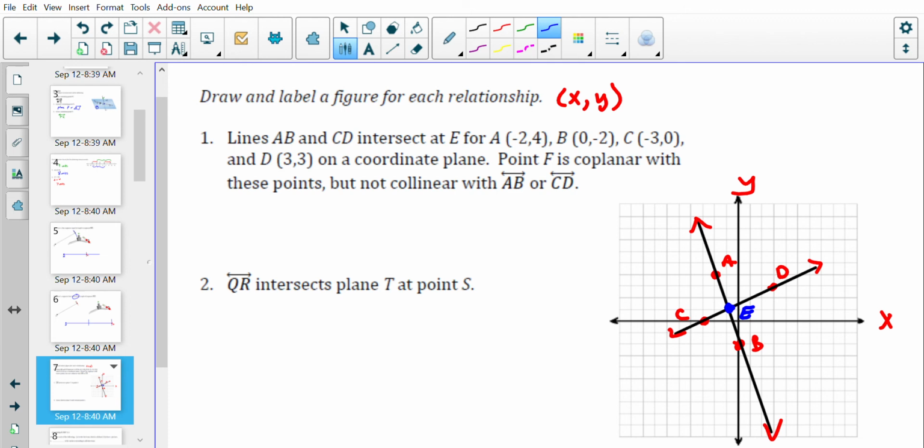And then F is coplanar, but not collinear. So as long as it's not on these lines, I can put point F anywhere I so desire. I could put it up in the top left, the top right, somewhere in the bottom left, or over here kind of towards bottom right. It really doesn't matter as long as it's not on these two lines. So I'm going to stick it right there. So there's point F.